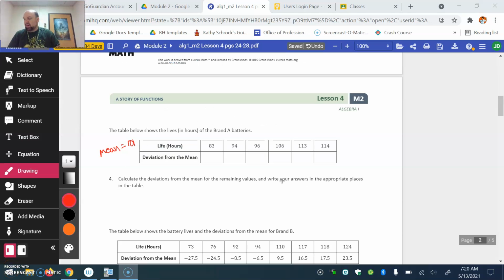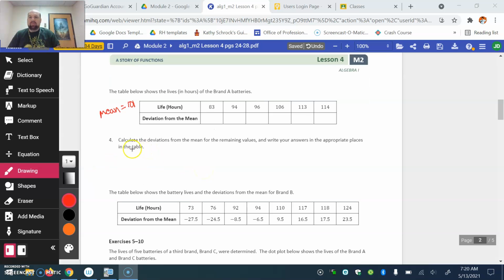Okay, the next thing we are going to do is on the next page, page 25: calculate the deviations from the mean for the remaining values and write the answers in the appropriate places. So here's the mean, this is brand A. I wrote it down, 101. By the way, just for curiosity, the median, they didn't ask for this, but we should get in the habit, is in between the 2 middle numbers. Because there's an even number, it's the 2 in the middle.